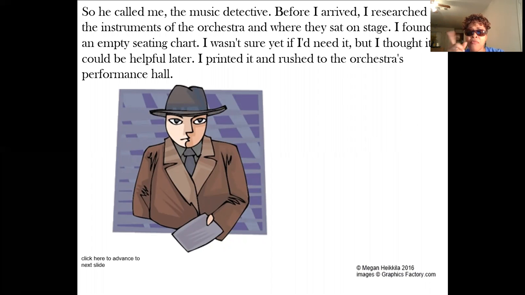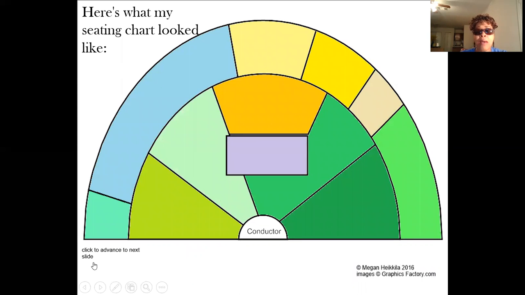So, before Maxwell could help find the lost orchestra, he had to find out which instruments were in the orchestra. He also had to find out where the instruments and their families sat on stage. To do that, Maxwell needed an orchestra seating chart. This is his seating chart.